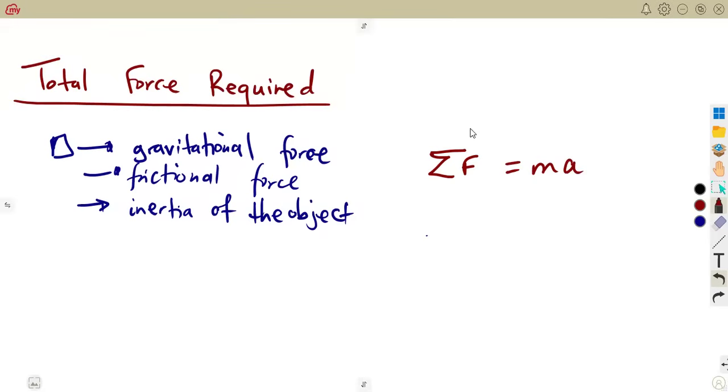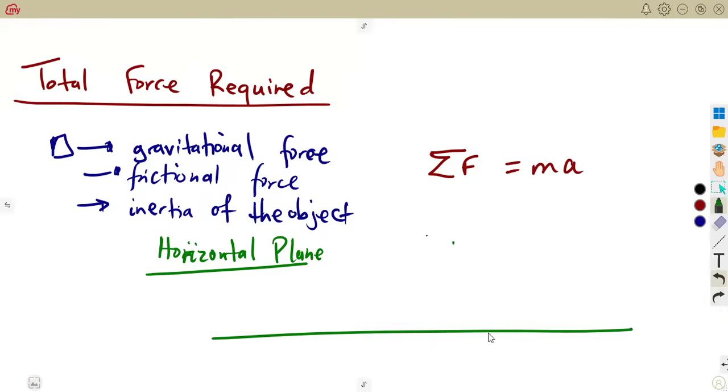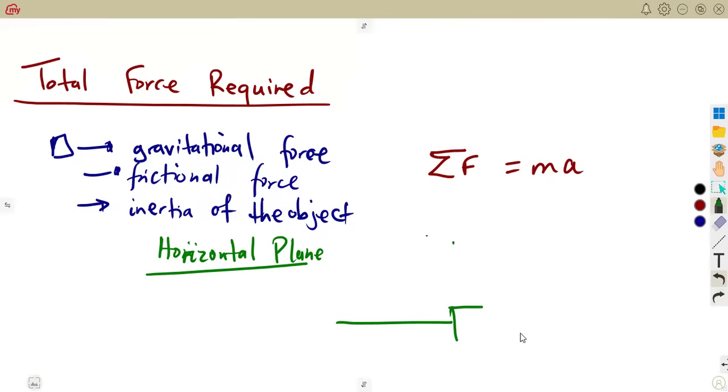Okay, what am I trying to say, guys? An object can be affected. Let's say we have a condition of a horizontal plane. We want to understand this issue of the forces that we have. We might be given something like this on a horizontal ground. So on a horizontal ground, let's say this is what we have.